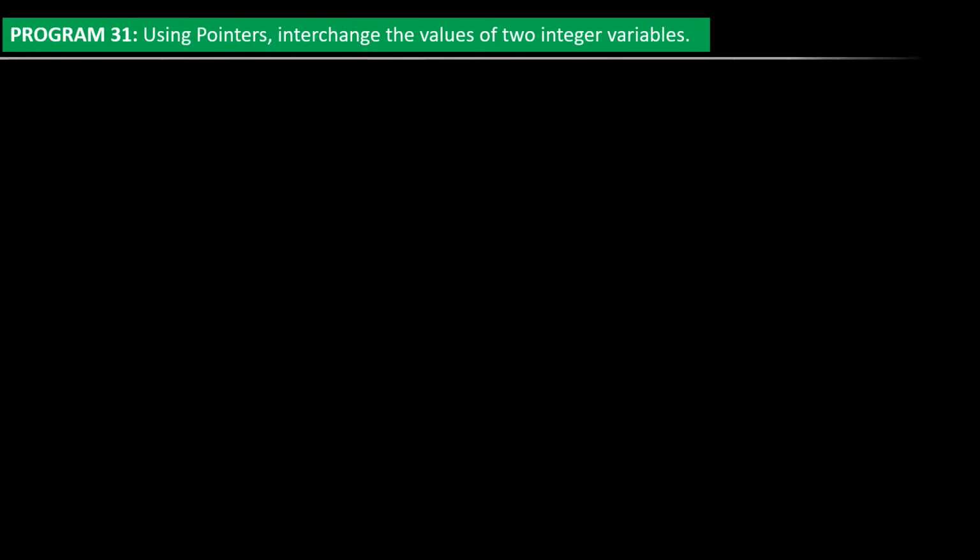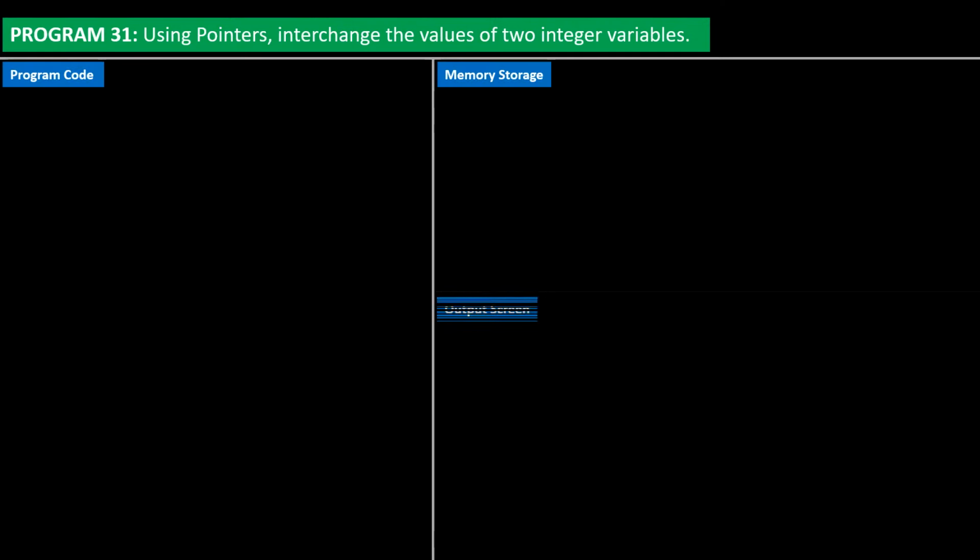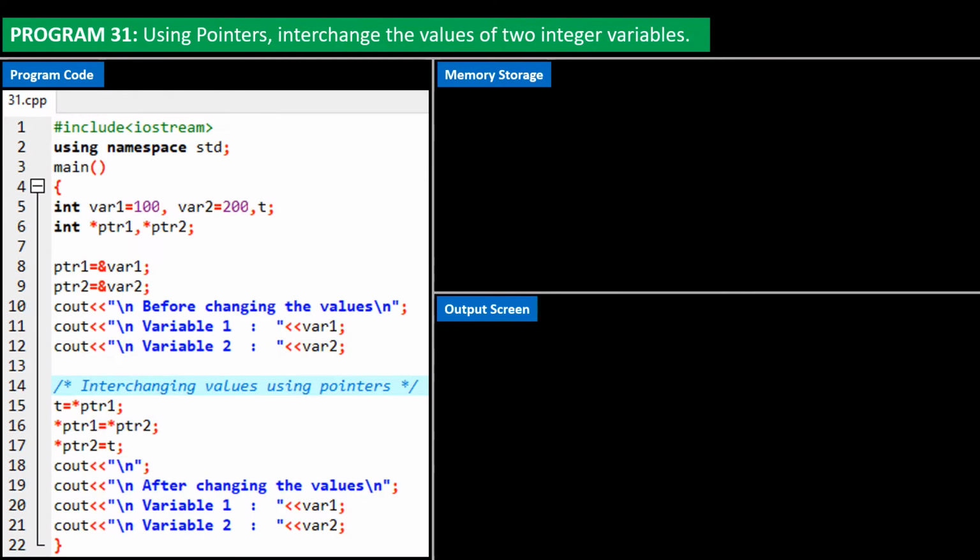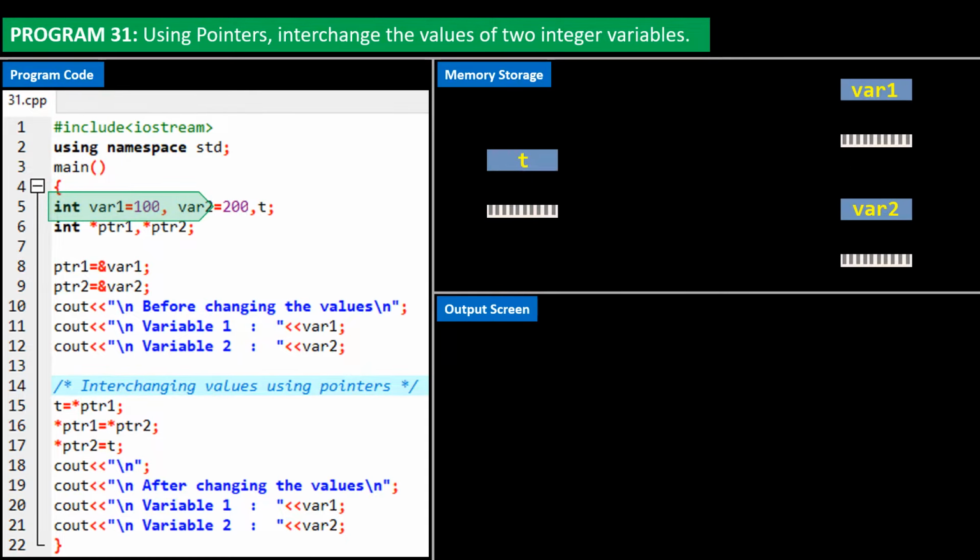Let's now code our next program. Using pointers, interchange the values of two integer variables. This is the code. I save it as 31.cpp. We declare three integer variables, var1, var2, and t. var1 is assigned 100. And var2 is assigned 200.